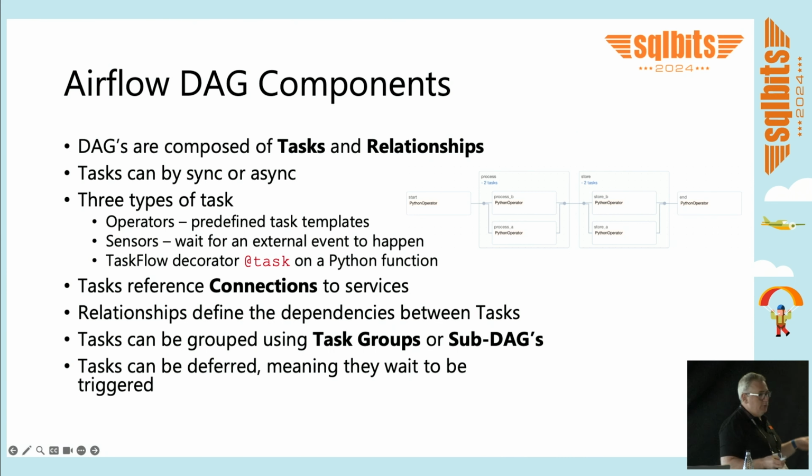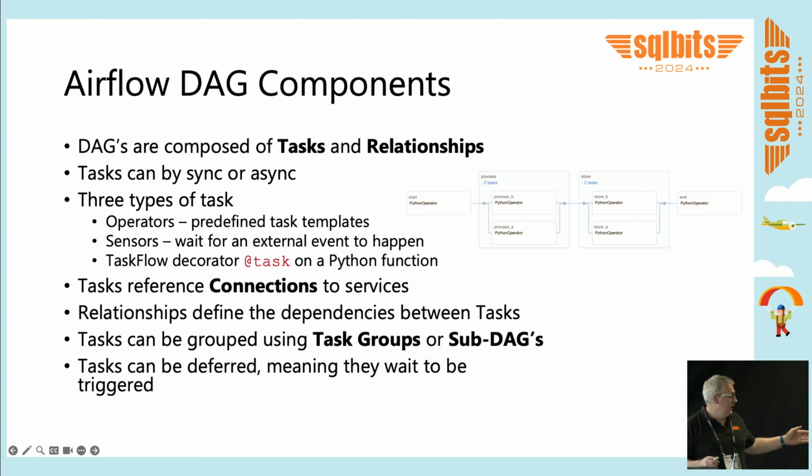We've got operators, which are essentially just a simple task, go and do something. We have sensors, which work with the async tasks to basically say, I fired off something, now I want to use a sensor to find out when that thing has finished. And we also have this task flow decorator, which is used for Python functions. So we can take a normal Python function and turn it into a task, which gives us that extensibility.